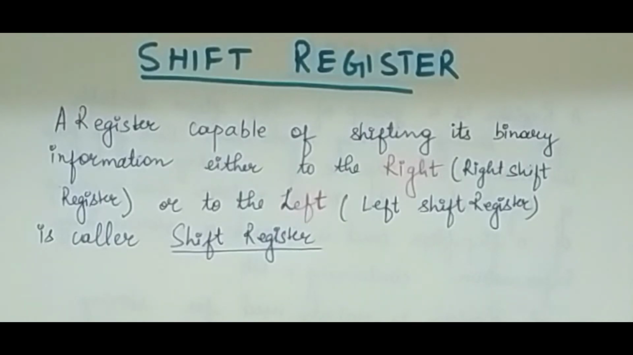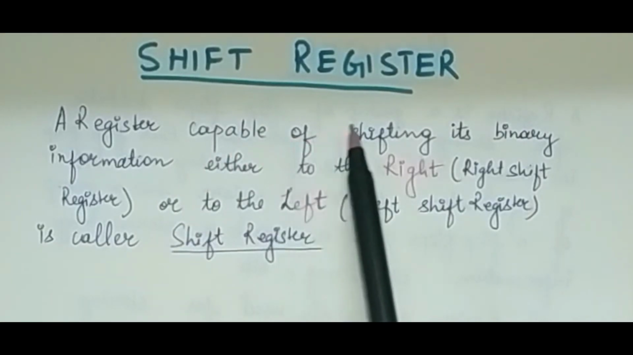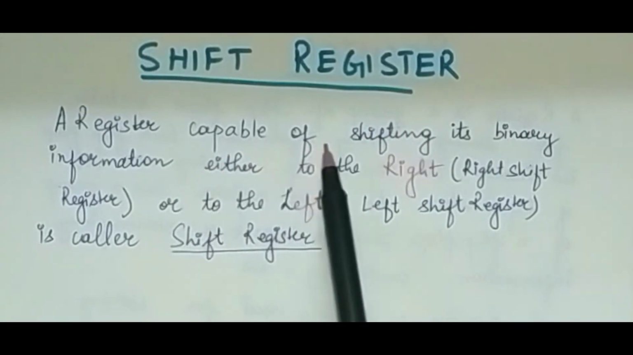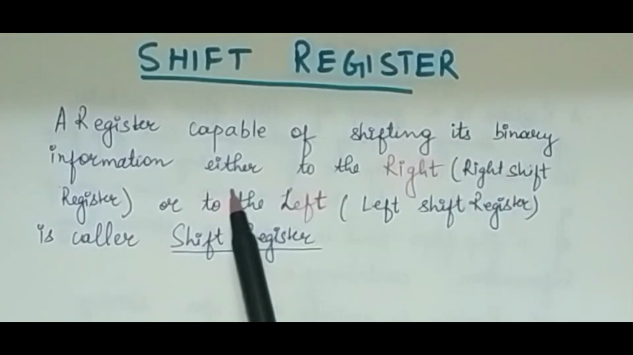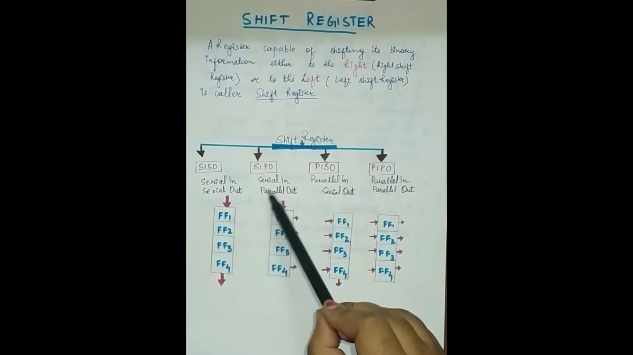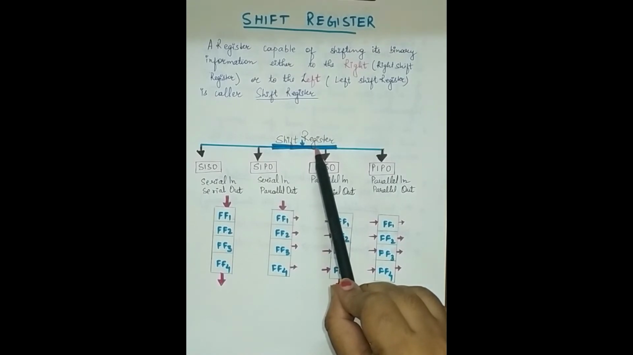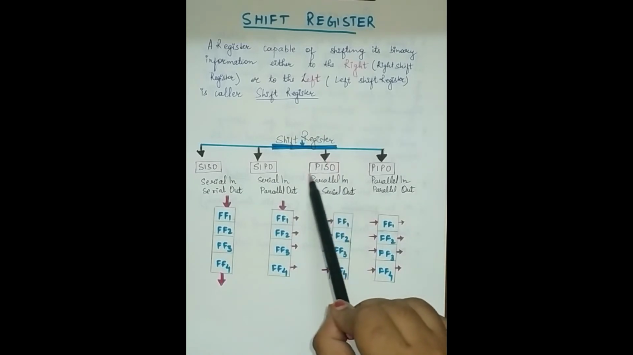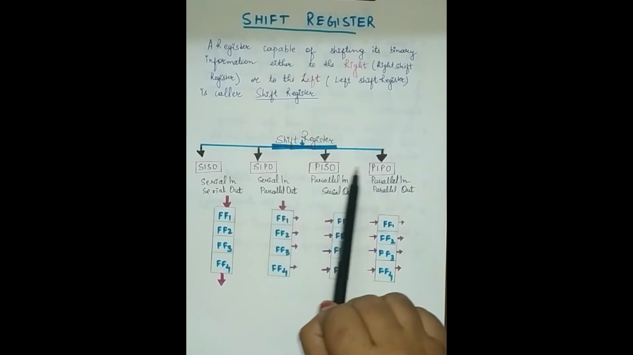So I have told you about the shifting of the registers. The register which can shift the data is called a shift register. So a register which is capable of shifting its binary information either to the right side or to the left side is called a shift register. A shift register is of different types. Based on the way we give input data to the register and the way we extract the data, on that basis we divide shift registers into different types.